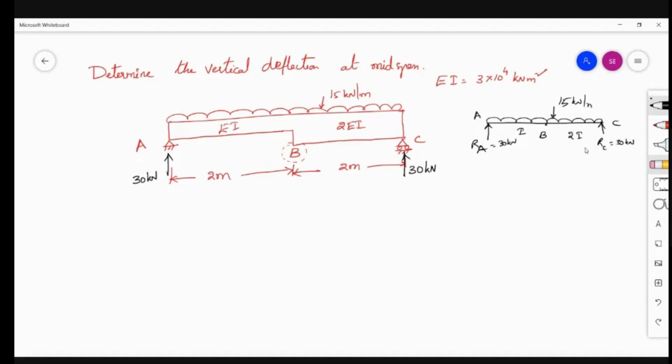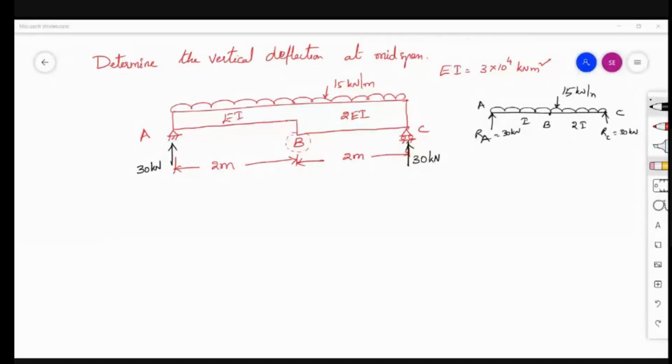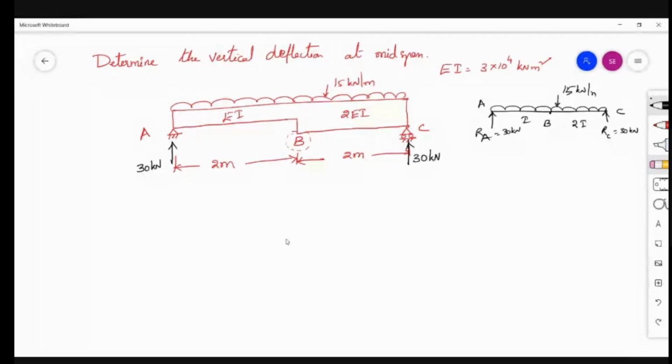Now, as there is a change in the moment of inertia, you have to consider two portions separately. The loading is uniform, but there is a change in the moment of inertia. Hence, consider this as two portions. AB is one portion, BC is another portion. So now, what you have to write down? Portion AB is one, BC is the next one.